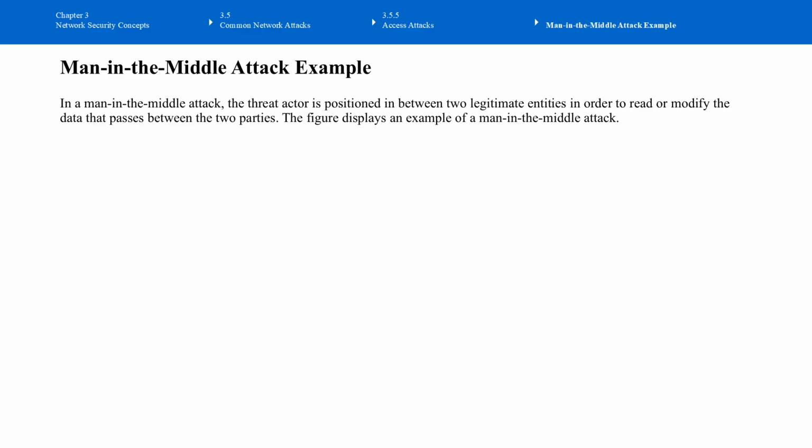Normally, user A and user B can communicate. With a man-in-the-middle attack, the attacker connects and communicates with user A and user B. The attacker is between them. Both legitimate parties may believe they are communicating directly with each other, while the attacker is actually intercepting the communication. The attacker may read the transmitted data, capture sensitive information, modify the data, and forward the modified or original data to the intended recipient.